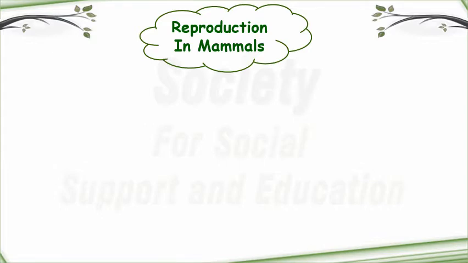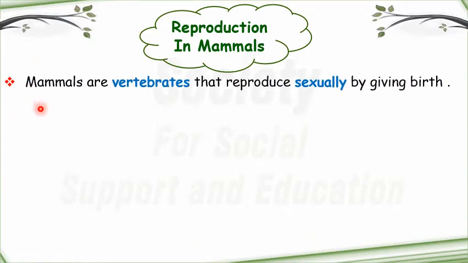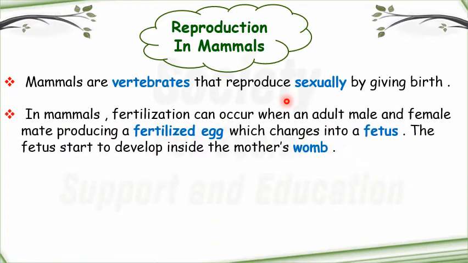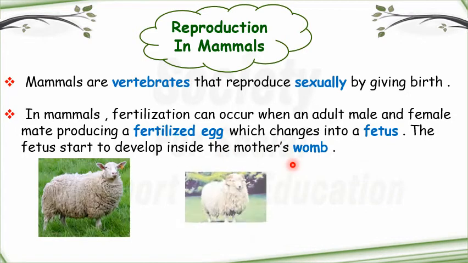Reproduction in mammals. Mammals, الثدييات, they are vertebrates that reproduce sexually by giving birth. In mammals, fertilization can occur when an adult male and female mate, producing a fertilized egg which changes into a fetus. The fetus starts to develop inside the mother's womb.